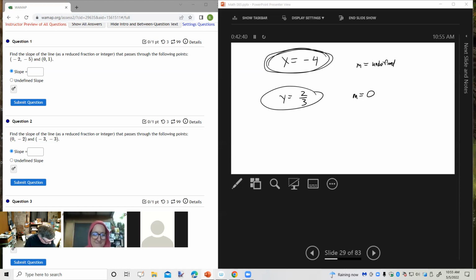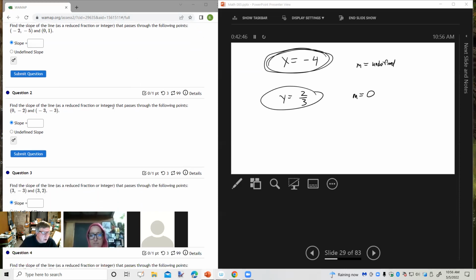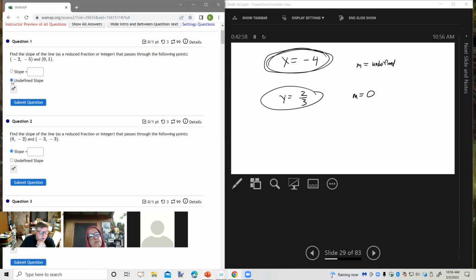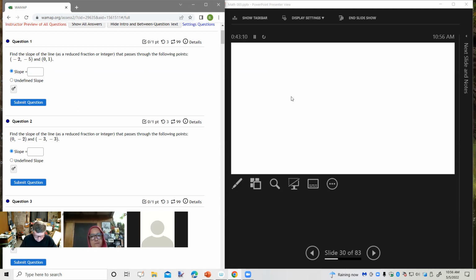All right. Hang on just a minute here. Let's look at question 1 here on WAMAP. Notice that it gives you find the slope of the line, gives you the 2 points. Now, if you come up with a slope that's undefined, then you're going to click on that spot, okay? If, however, it's not undefined, then you're going to put your slope in here. Let's do this problem. So we've got -2, -5, and 0, 1. We'll call this point 1 and this point 2.